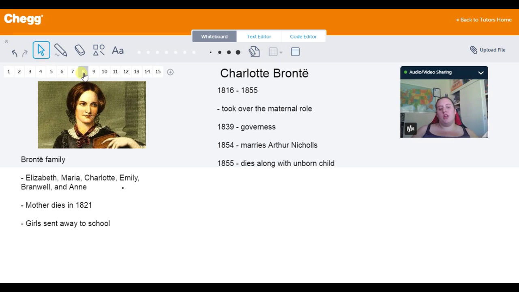Within the year, Elizabeth and Maria die from exposure to tuberculosis or typhoid. And upon returning home, Charlotte quickly takes over the maternal role of the family. In 1839, Charlotte begins to work as a governess to families near her home. After many years of solitude, in 1854, Charlotte marries Arthur Nichols, the parish priest. And sadly, within a year, Catherine and her unborn child die due to dehydration and malnutrition associated with severe morning sickness.